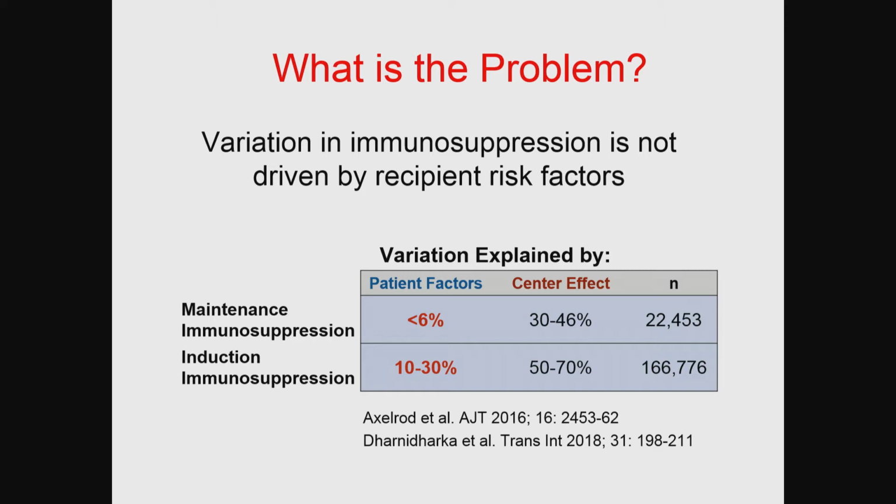You'd expect that. What you wouldn't expect, though, is that when you statistically try to explain that variation, what has been found is that almost none of the variation can be explained by patient-related risk factors, whereas the main cause of the variation is actually center effect, which is a fancy way of saying that wherever you got your transplant done, that's how you were going to be treated, and it had really little to do with patient-related factors. So that's actually a problem.